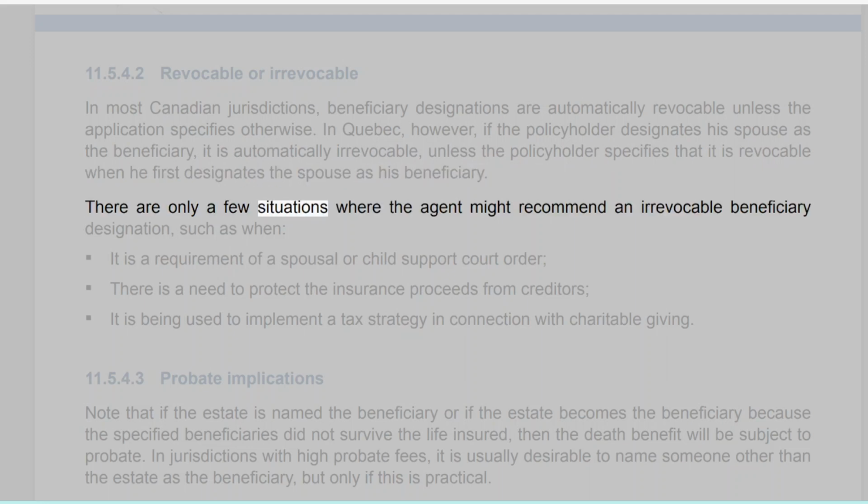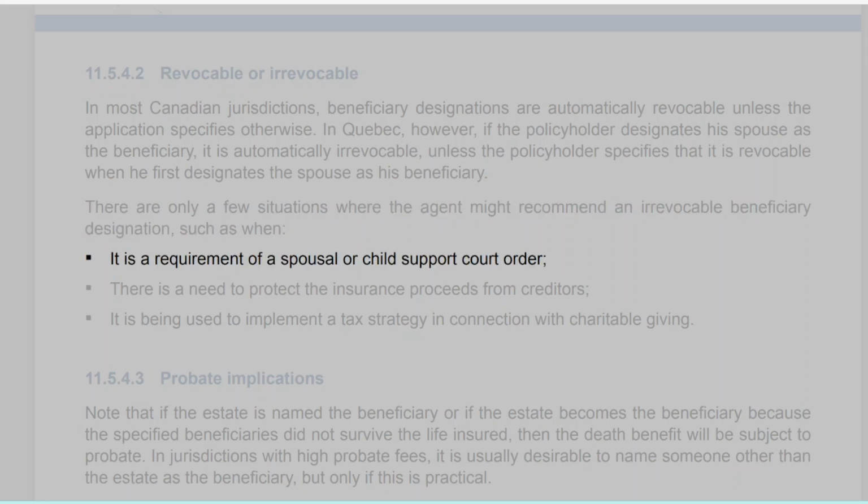There are only a few situations where the agent might recommend an irrevocable beneficiary designation, such as when: it is a requirement of a spousal or child support court order; there is a need to protect the insurance proceeds from creditors; it is being used to implement a tax strategy in connection with charitable giving.